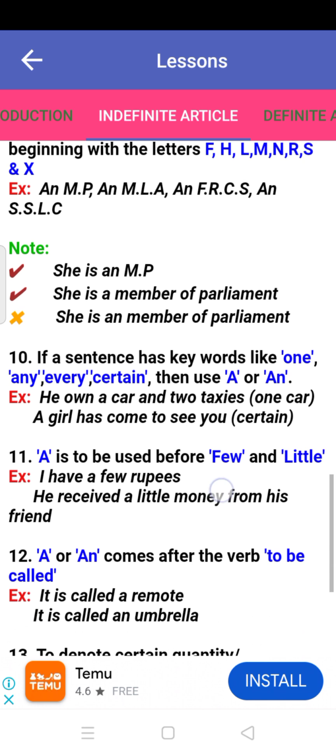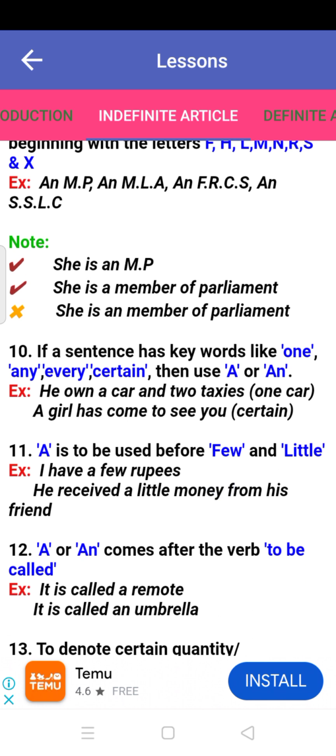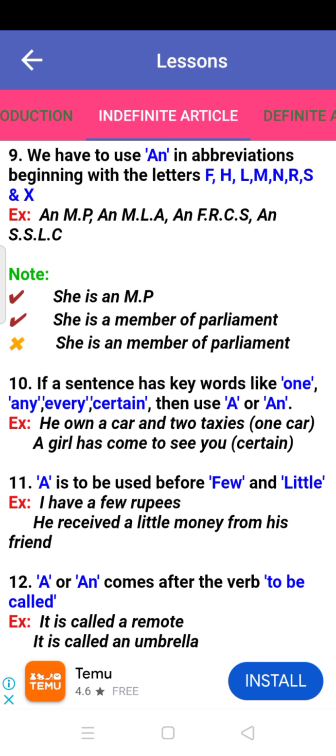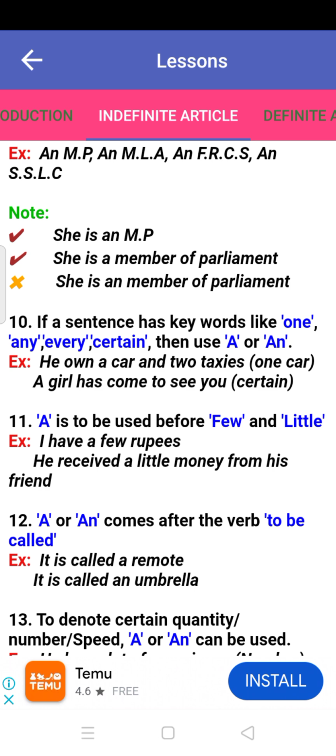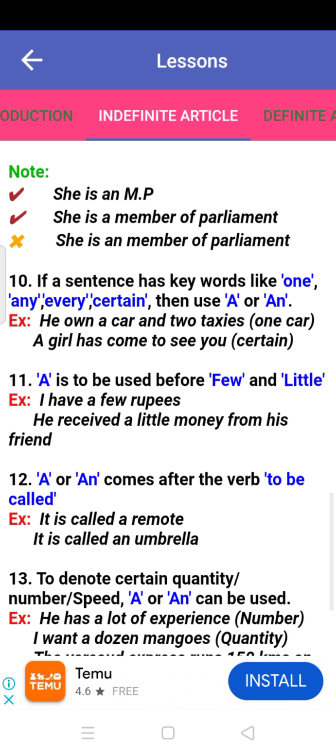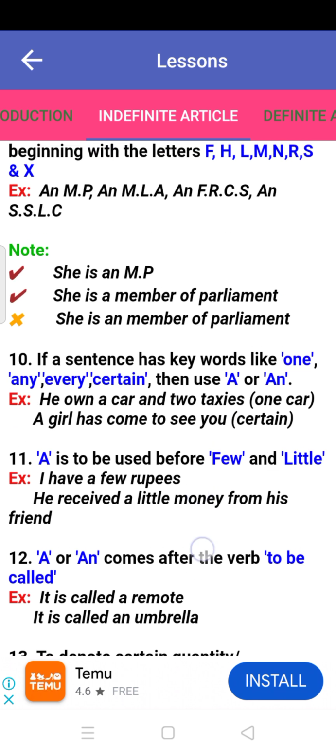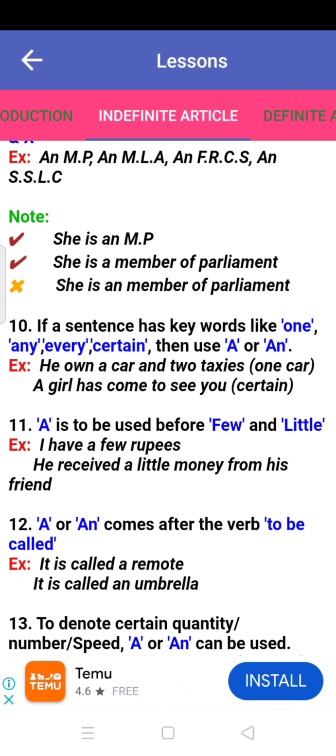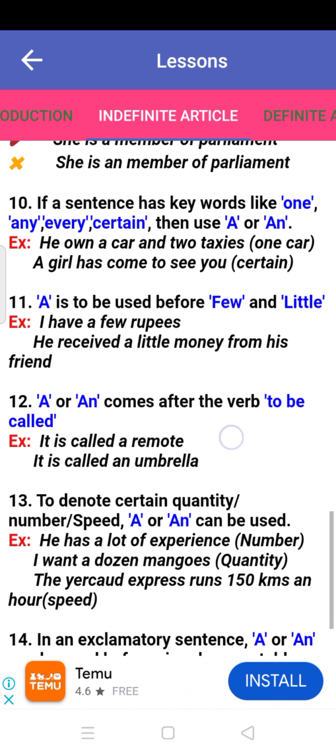At the same time, here's a note: C is an MP. Here we use an before the MP because MP is an abbreviation. C is a member of parliament. So that is the correct sentence. C is an member of parliament. So it is wrong because we don't add an before the member of parliament. We use C is a member of parliament, not an member of parliament.